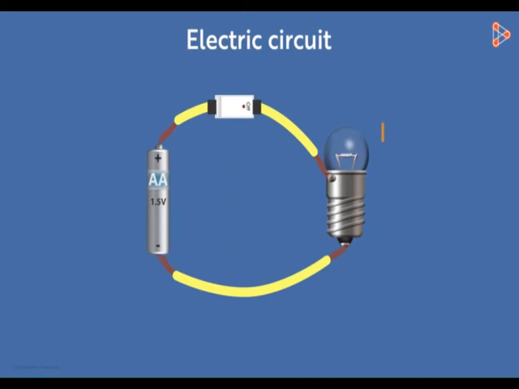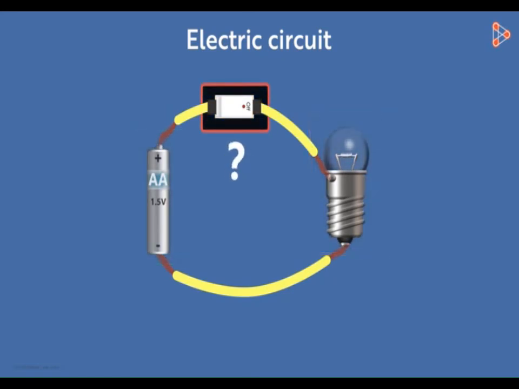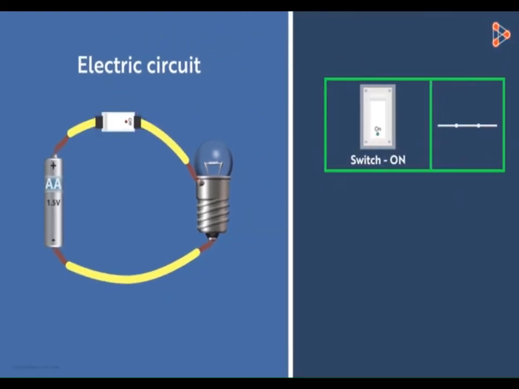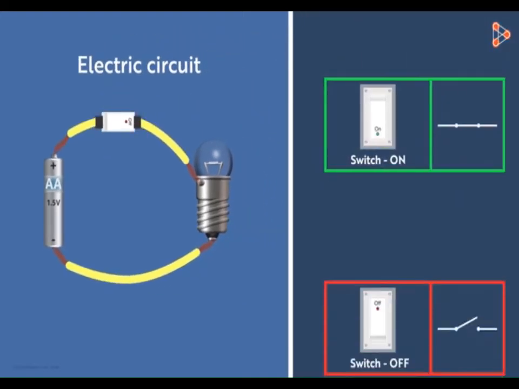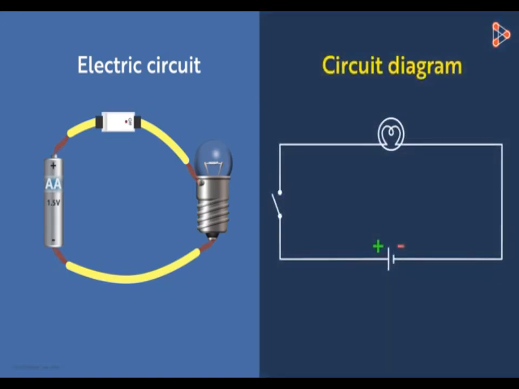Yes, 3. A bulb, cell and a switch. What is the symbol for switch? There are two symbols for a switch. This symbol is used when the switch is on and this symbol is used when the switch is off. If we were to draw a circuit diagram for this circuit, then here is what it will look like.